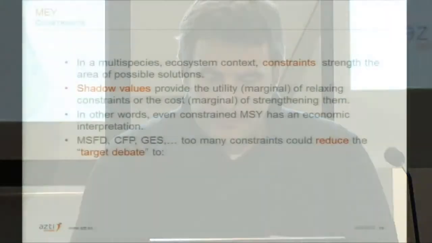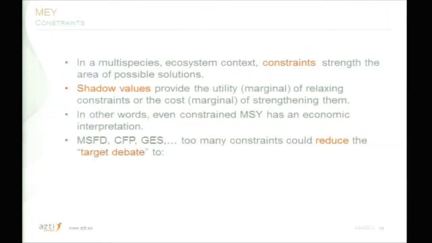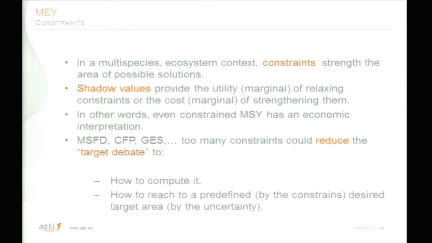Finally, I would like to finalize my talk by noting that we have many regulations: the MSFD, the CFP, the Common Fisheries Policy itself, the good environmental status. At the end, we have too many constraints that could reduce the target debate to how to compute it and how to reach a desired target area predefined by the constraints, because we also have to consider the uncertainty.